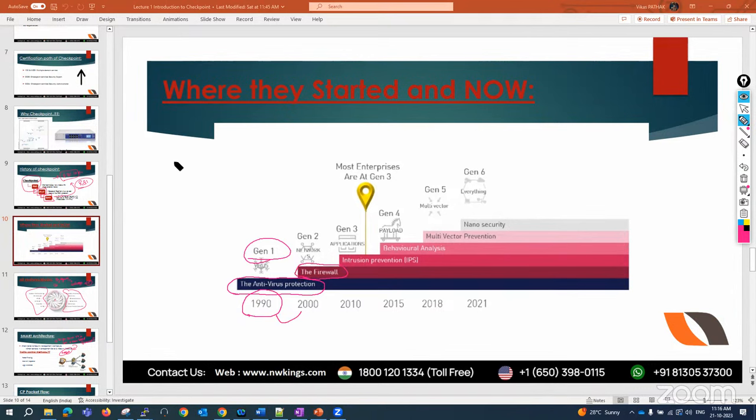So I can say after Cisco, Checkpoint was one of those companies who launched their firewall in 2000s. Okay, they are not very new into the market. They are very old in the market. Then in 2010, they have come up with the IPS protection. Then 2015, behavioral analysis. Then 18, 21, and so many things are going on.